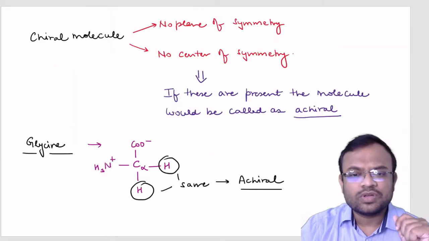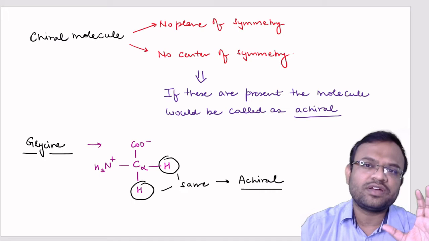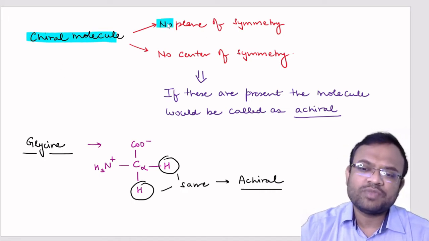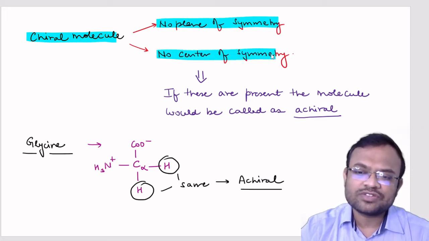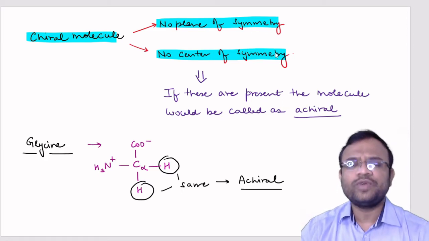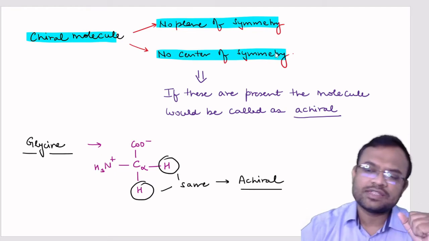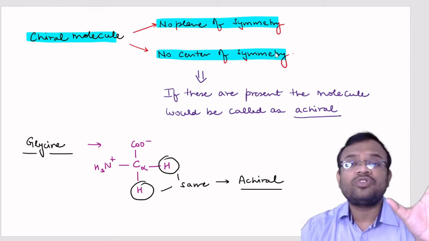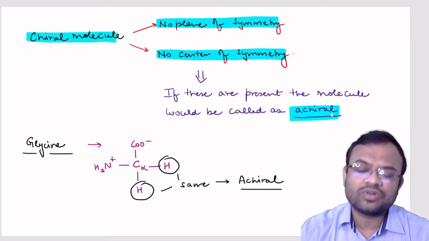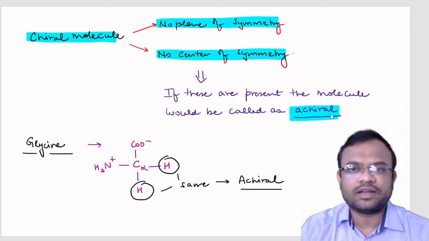Okay, so what are the important things that you should consider if you are referring to something as chiral? If a molecule is chiral, then there should be no plane of symmetry as well as no center of symmetry. I believe this would be clear to you. When both of these are not present, you consider that molecule a chiral molecule, and if either of these is present, you would refer to that compound as achiral, or you would refer to that carbon as an achiral carbon.